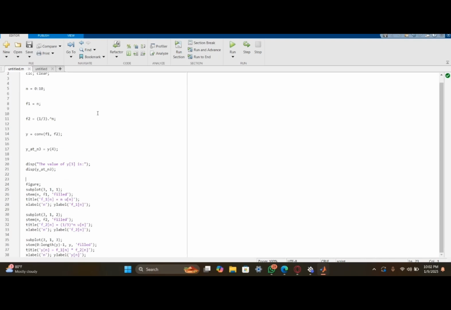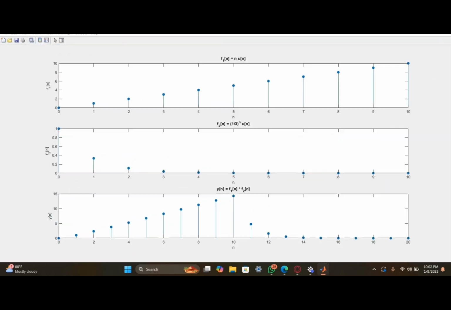Let's run the code to get the graph. This is the code for question number 5, Roman 3.